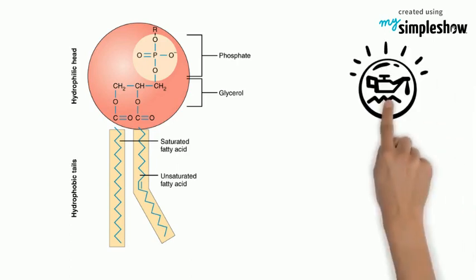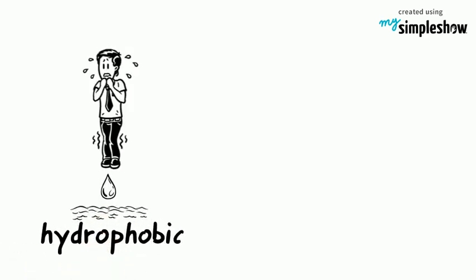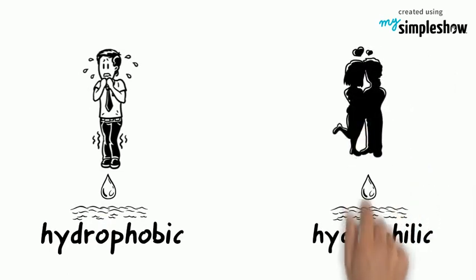When you put oil in water, the oil will spontaneously form droplets in the water. Lipids need to be out of the water as much as possible. We call them hydrophobic, a word that means water-fearing. Phosphates are hydrophilic or water-loving. They need to be in the water.